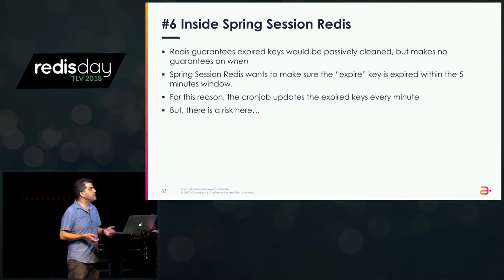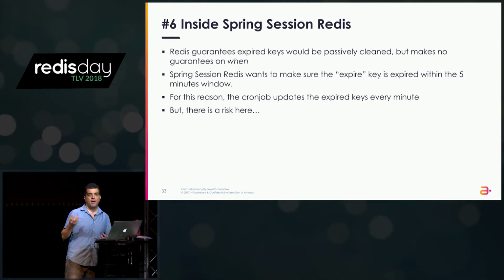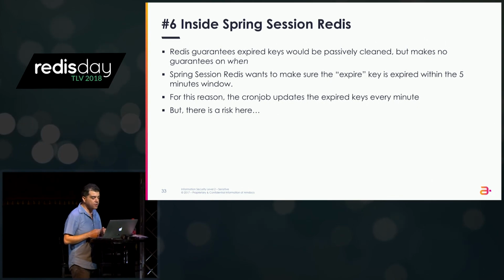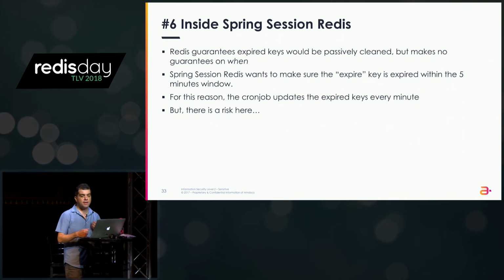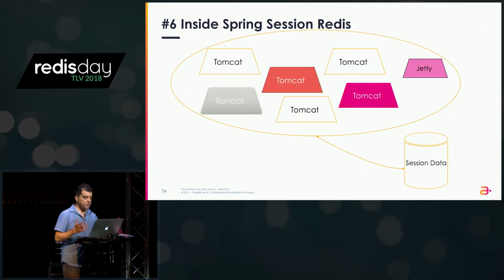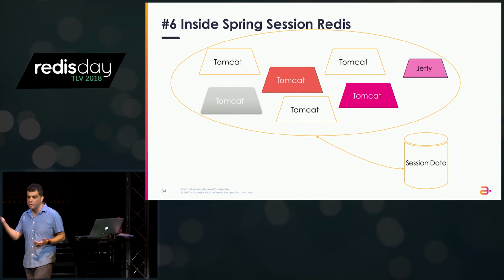So again, Redis guarantees expired keys, but it doesn't give you a guarantee of when it will do it when it's doing it in a passive way, and that's why they had to implement this mechanism that guarantees the expiration within this specific 5-minute window. But of course, there is a risk here, as you can probably guess. We saw these spikes, right?